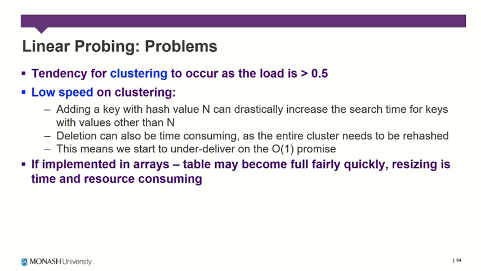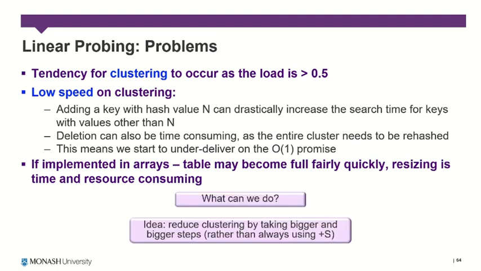If implemented in arrays, tables may become full fairly quickly. Resizing obviously should be avoided because it is time and resource consuming. So what can we do about this? The idea is to reduce clustering by taking bigger and bigger steps rather than always using +1. Previously, up to now, we've just used a +1 every time we've probed, whether we were searching or inserting. So rather than using a single step size, we could change that step size to 2, 3, or a different number to ensure that we have more sparse data.